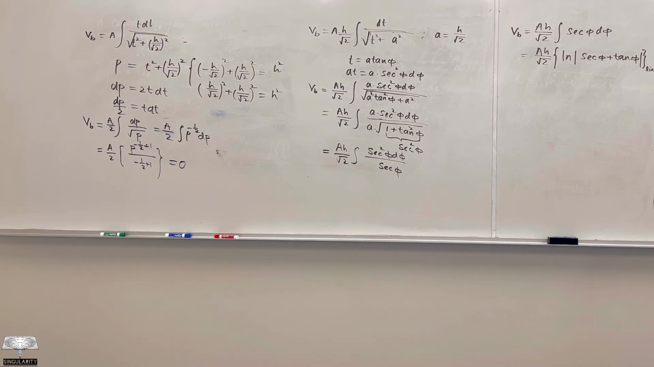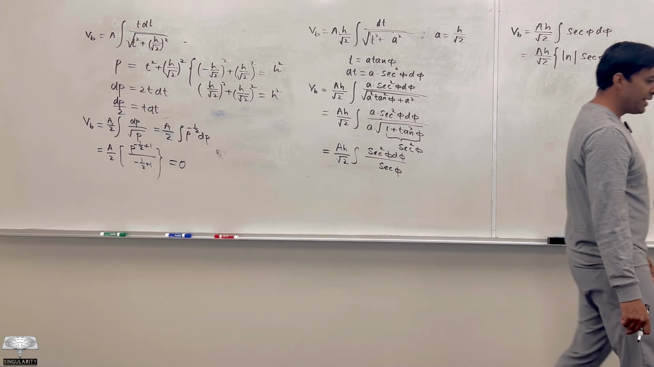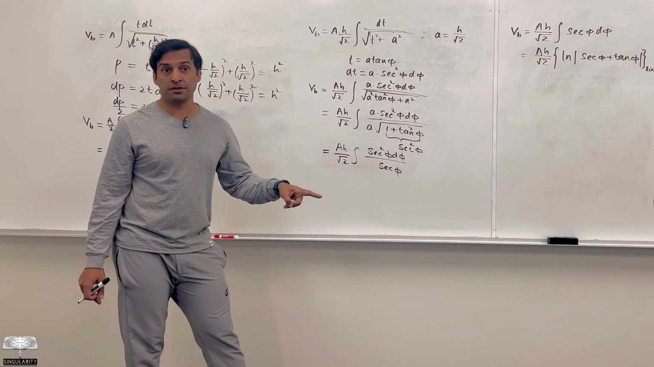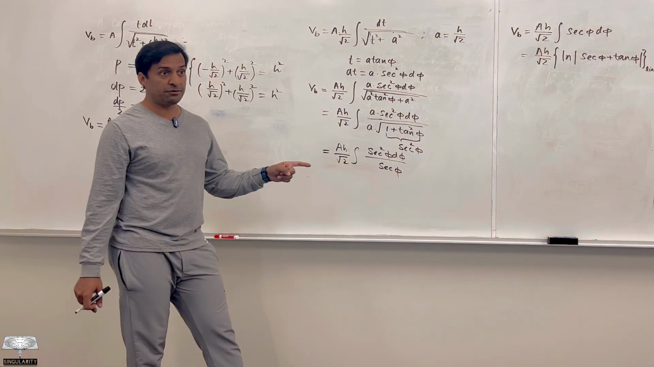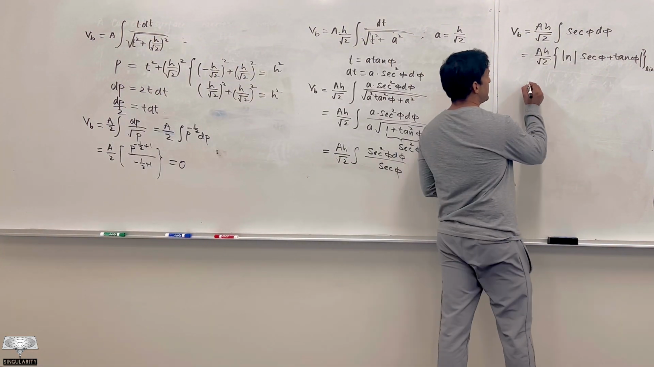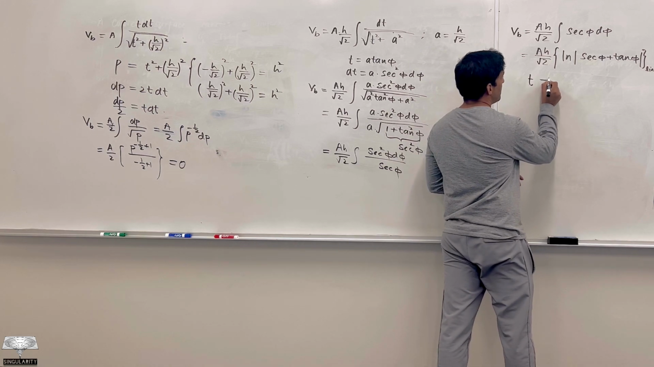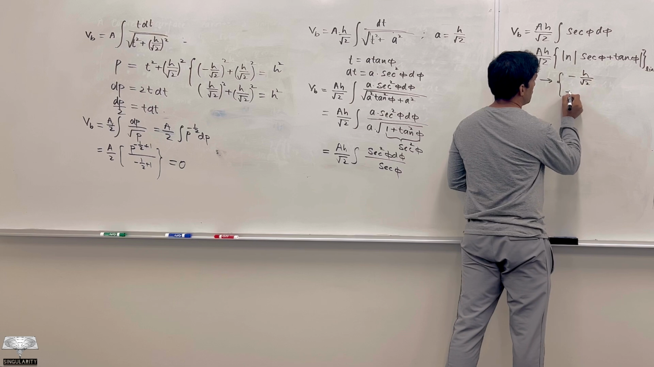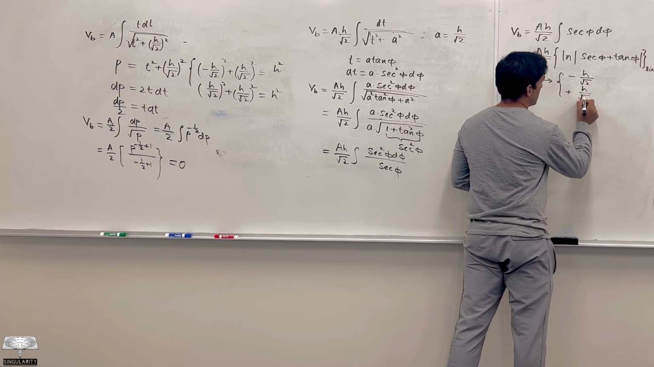Yeah, it's a secant plus tan. Okay, good. So again, we have changed our integration variable from t to phi. We need to calculate the limits. Remember the limits of t that I calculated here? They were minus h divided by square root 2 to plus h divided by square root 2.